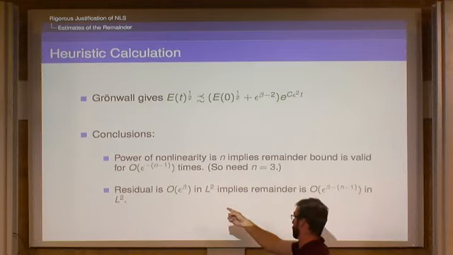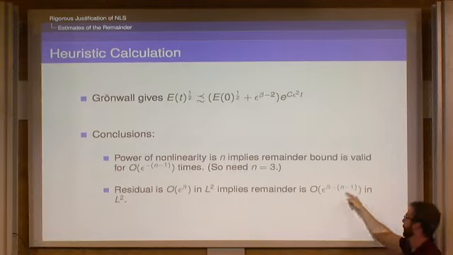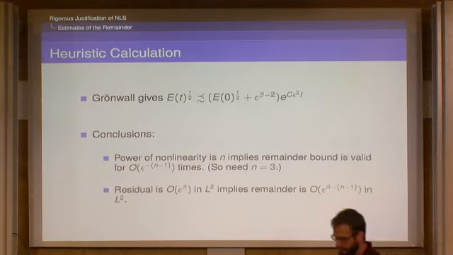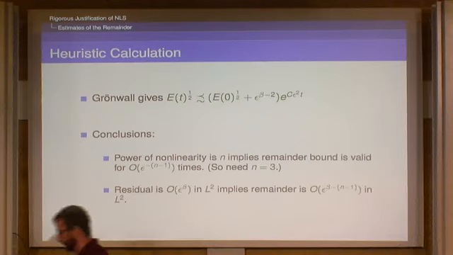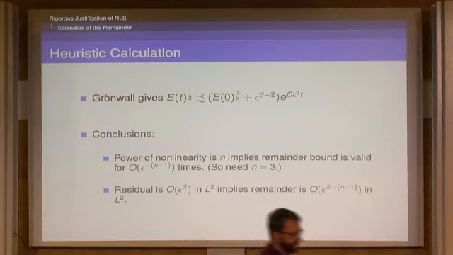And it turns out from the size of the residual, you can work out how big the remainder is supposed to be. So the more you develop your approximate solution, the smaller you can make your remainder. Those are the two things we put into this calculation, I guess.